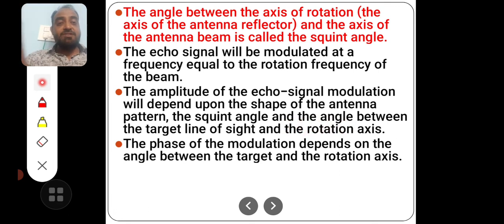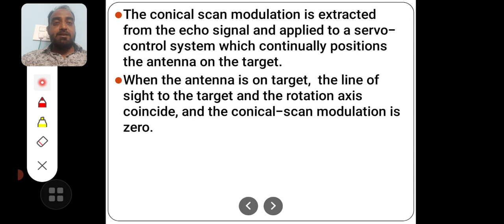Now, the phase of the modulation depends upon the angle between the target and the rotation axis. The angle between the target and the rotation axis decides the phase of the modulating signal, because it definitely will have its impact on the modulated signal. Now, the conical scan modulation is extracted from the echo signal and applied to the servo control mechanism, which continuously positions the antenna on a target.